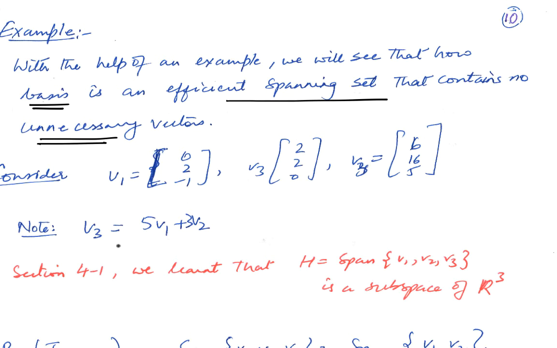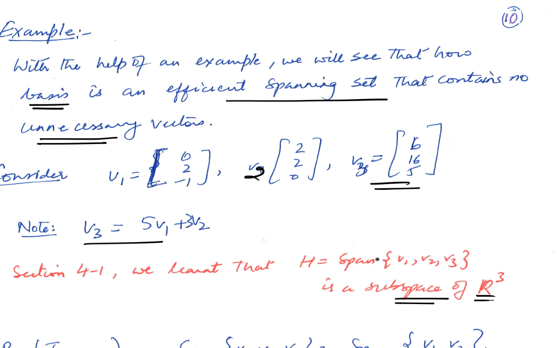So I have vectors v1 = (0, 2, -1), v2 = (2, 2, 0), v3 = (6, 16, 5). Notice this vector v3 is a linear combination of v1 and v2. Now, if I collect all these vectors v1, v2, v3, we automatically know that the spanning set is a subspace of R3. Okay, so this set H is spanning the whole of R3.